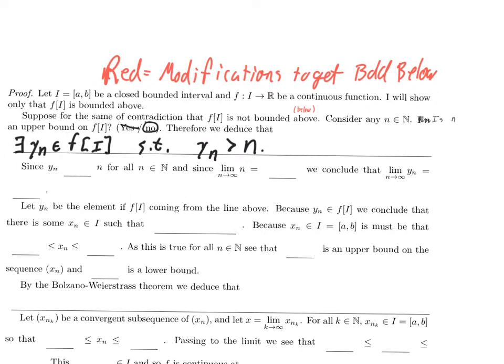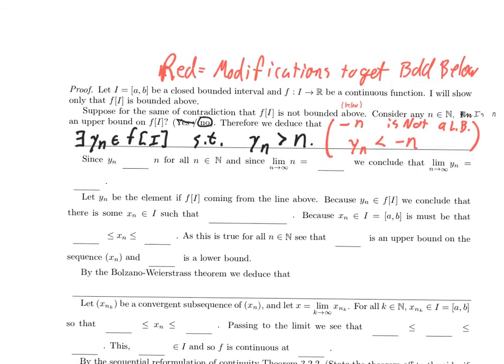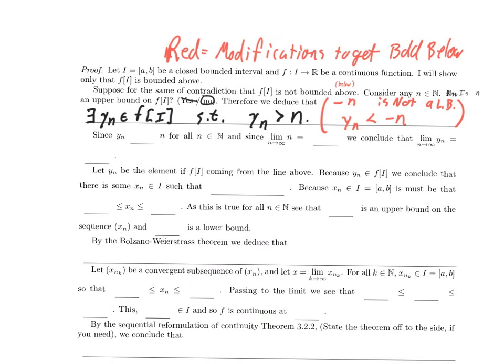The modification, if you want to get a contradiction in the case that f of I is not bounded below, you'll see that negative n is not a lower bound. So similarly, you'll cook up some y sub n in f of I such that y sub n is less than negative n. And why am I using n and negative n? Well, that'll be clear in the next sentence.